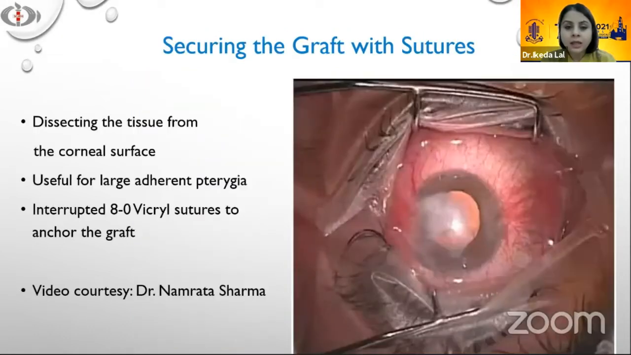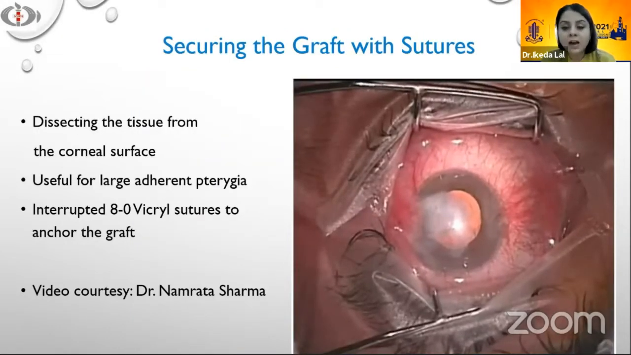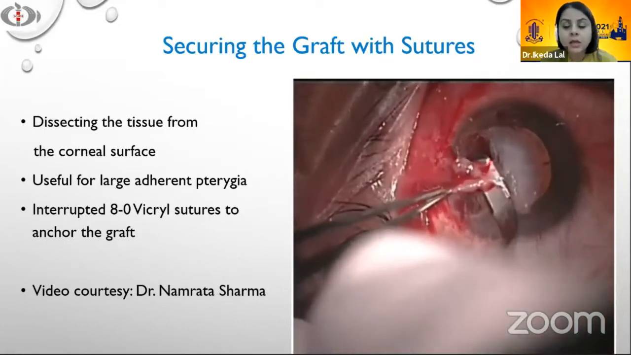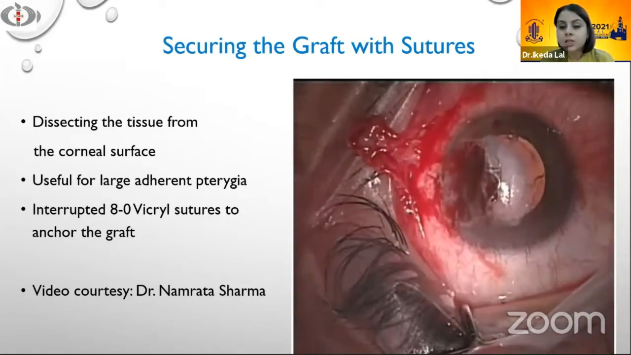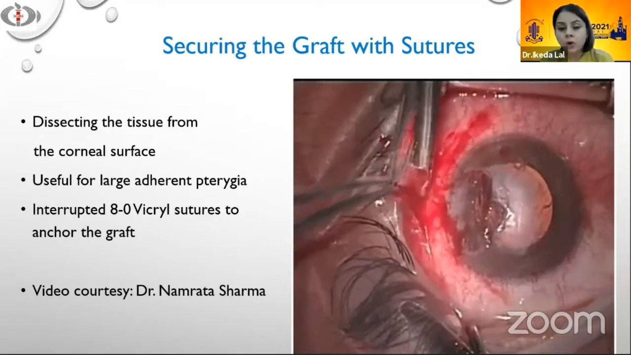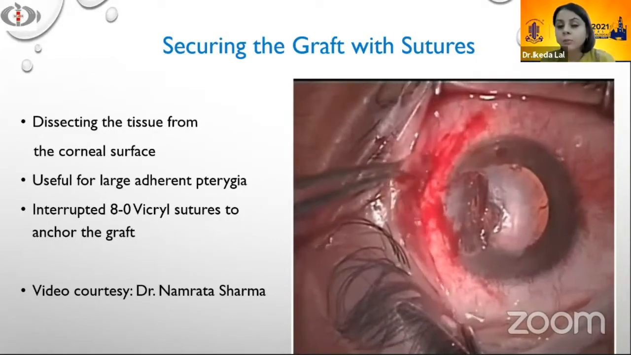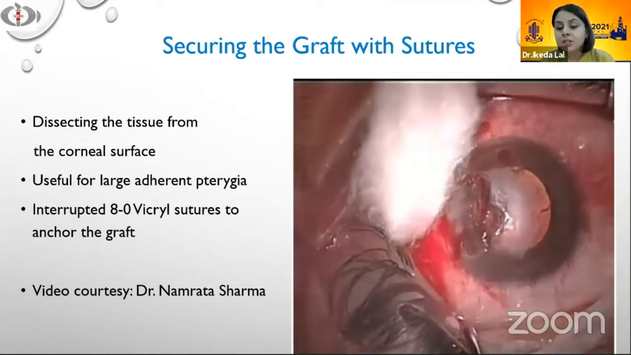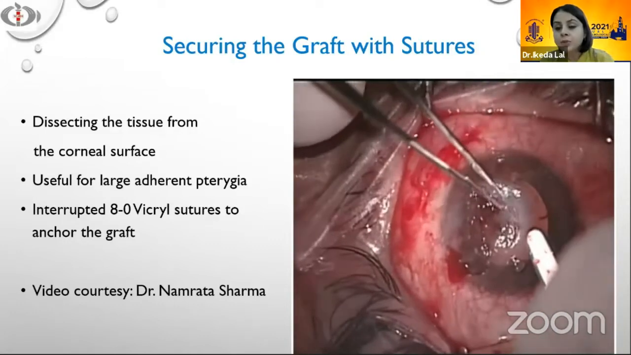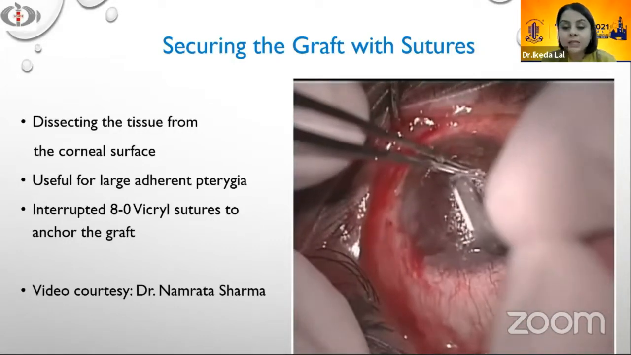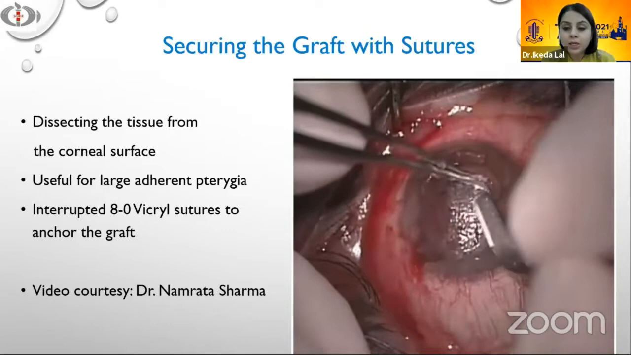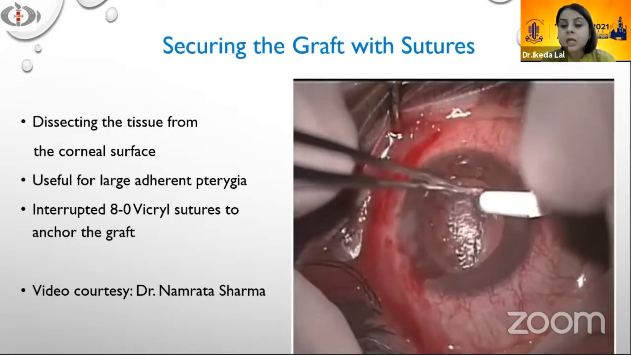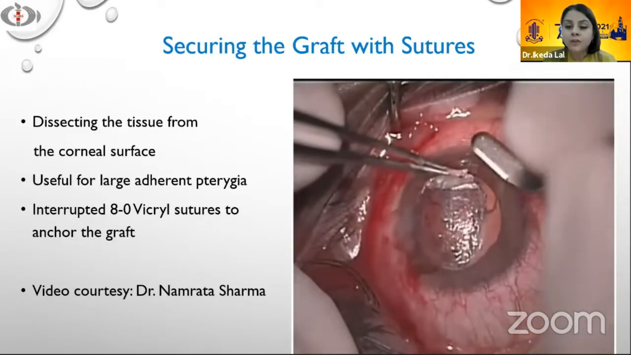Another technique that we can use is to secure the graft with sutures. This video has been shared by Dr. Namrata Sharma. We can see here that this is a very large pterygium and a lot of the cornea has been involved. After dissecting the tissue from the corneal surface, this degenerated tissue is being excised. And we still see that we have a large amount of residual tissue on the cornea. So a crescent blade is being used here, trying to make sure that we do not create multiple planes and we have a smooth dissection. This would ensure a minimal amount of astigmatism.